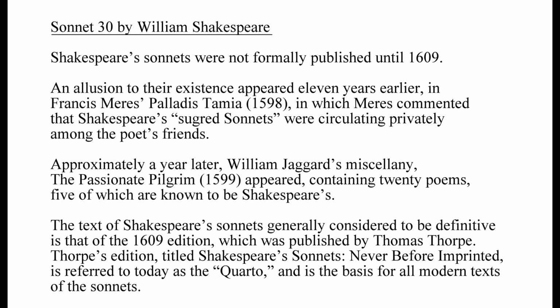Approximately a year later, William Jaggard's Miscellany, The Passionate Pilgrim, appeared, containing 20 poems, 5 of which are known to be Shakespeare's, 2 of the Dark Lady sonnets, Sonnets 138 and 144, and 3 poems included in the play Love's Labour's Lost. Apparently these 5 poems were printed in Jaggard's Miscellany, a collection of writings on various subjects, without Shakespeare's authorization.